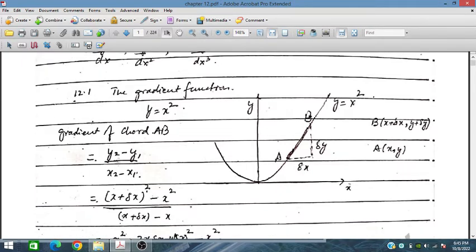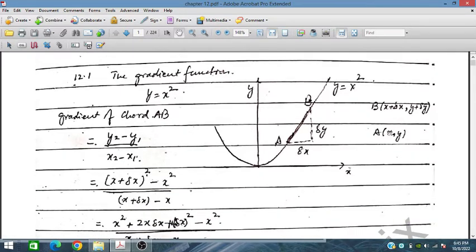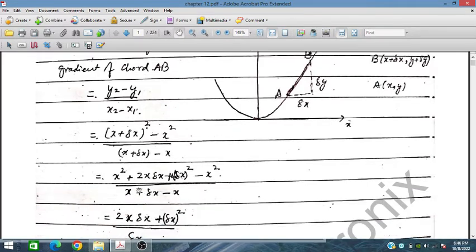For the gradient we take y2 minus y1 divided by x2 minus x1. In place of y2 we have x plus delta x square, because y is equal to x square, and y1 is x square. Similarly x2 is x plus delta x, and x1 is x. So on simplifying, we get this.